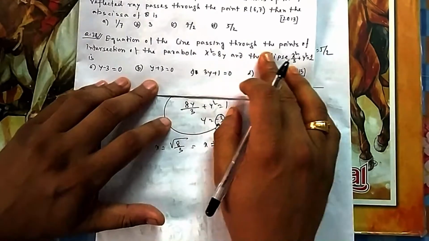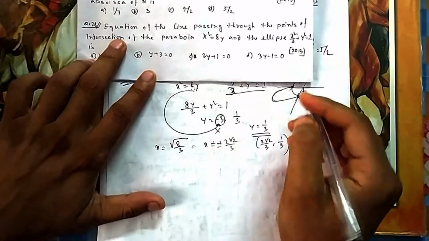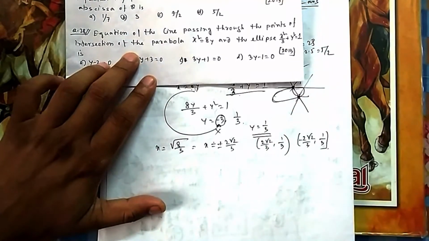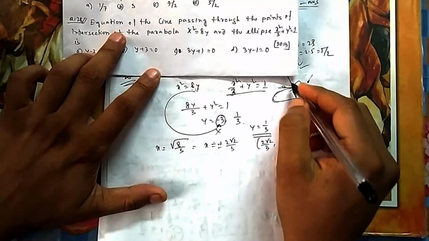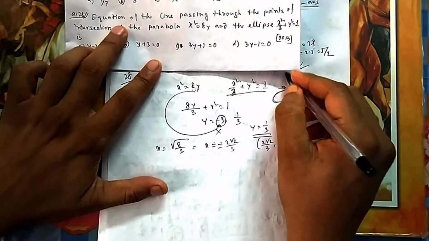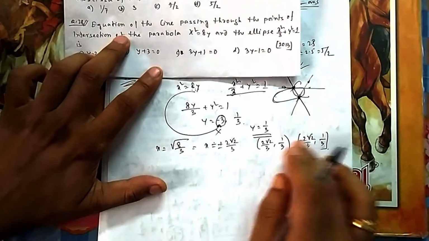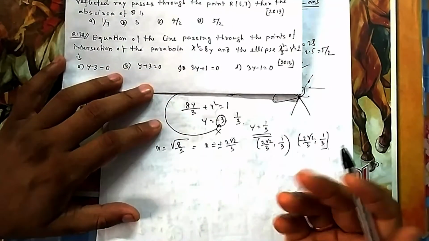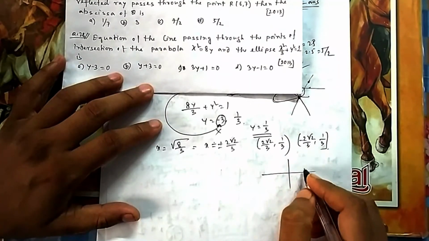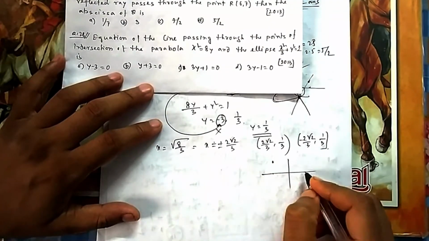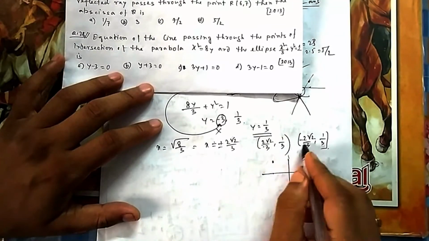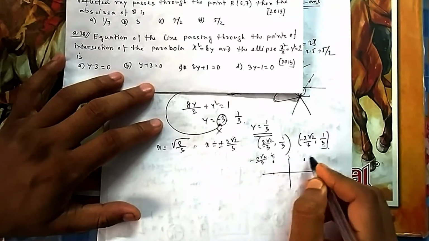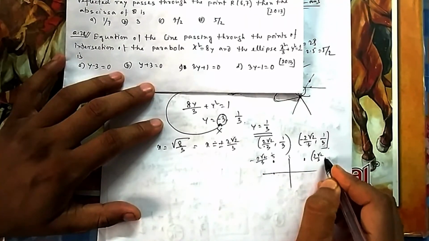Now they are asking for the equation of the line passing through the points of intersection. That means the line which is passing through both points of intersection. It is not that there is only one point of intersection. Because there are 2 points of intersection, we find the equation of the line passing through them. You can use the 2 point formula, or you can see that this point is 2 root 2 by 3, comma 1 by 3, and this point has the x coordinate minus, so it is minus 2 root 2 by 3, comma 1 by 3.